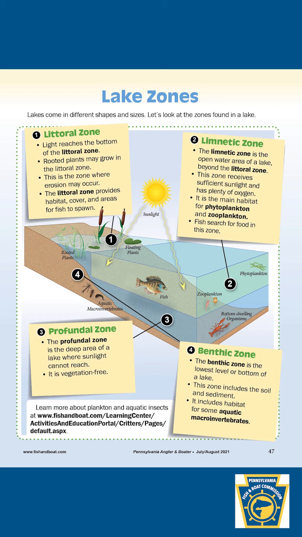3. Profundal zone. The profundal zone is a deep area of a lake where the sunlight cannot reach. It is vegetation free. 4. Benthic zone. The benthic zone is the lowest level or bottom of a lake. This zone includes the soil and sediment. It includes habitat for some aquatic macroinvertebrates.